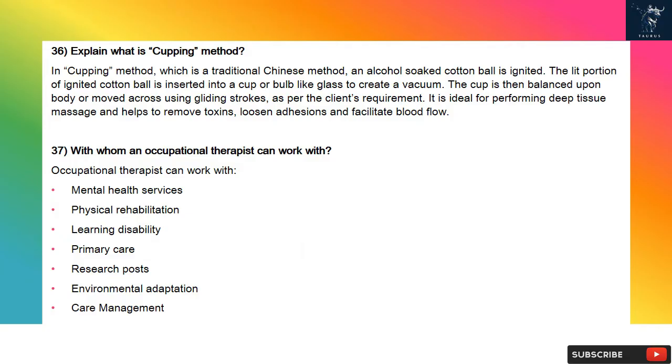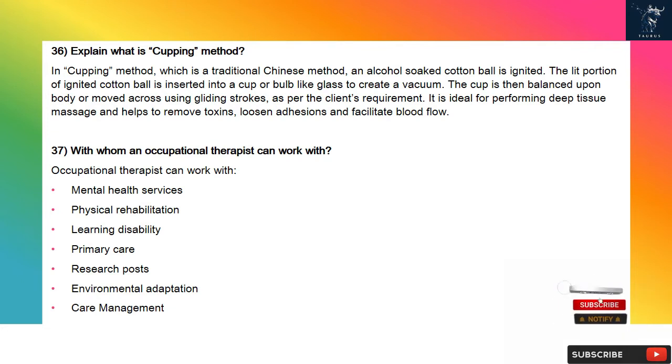36. Explain what is the cupping method. In the cupping method, which is a traditional Chinese method, an alcohol-soaked cotton ball is ignited. The lit cotton ball is inserted into a cup or bulb-like glass to create a vacuum. The cup is then balanced upon the body or moved across using gliding strokes. As per the client's requirement, it is ideal for performing deep tissue massage and helps to remove toxins, loosen adhesions, and facilitate blood flow.